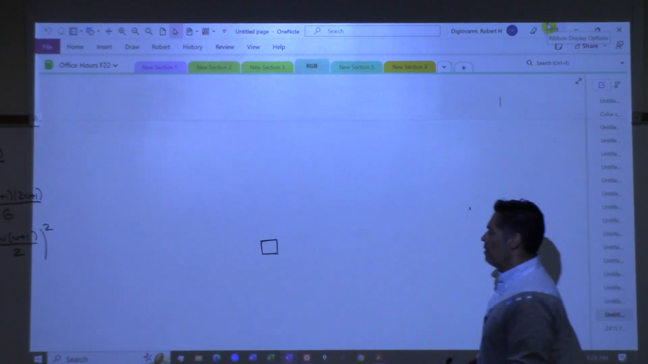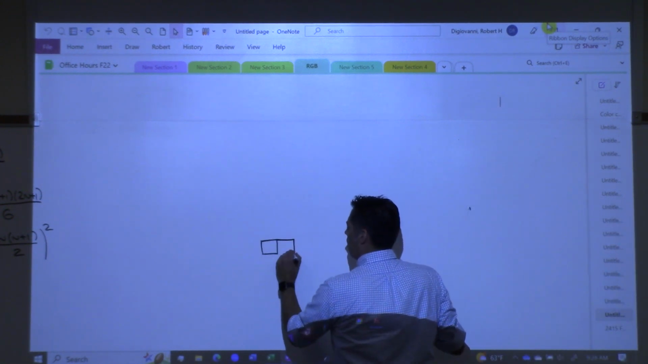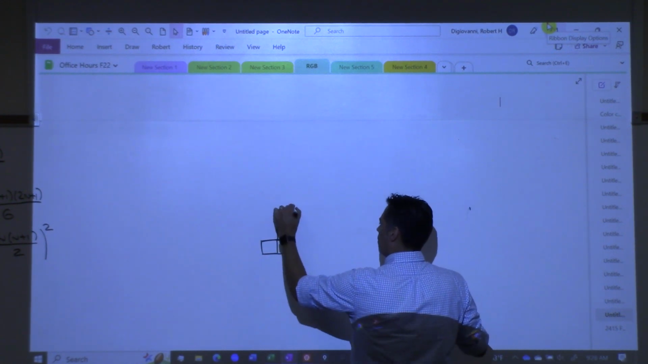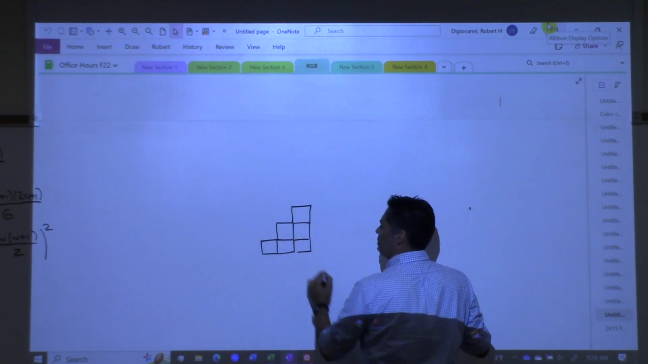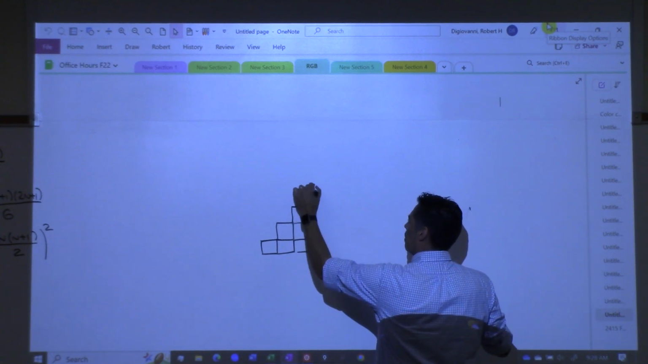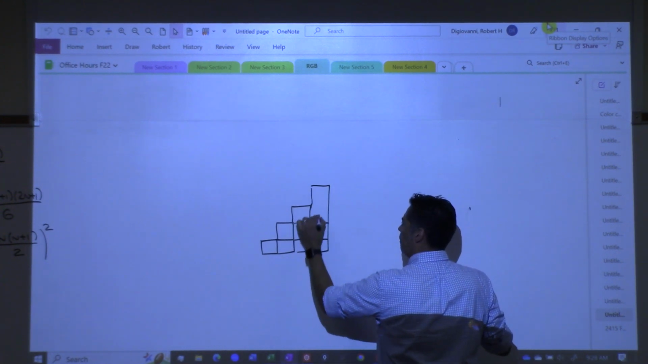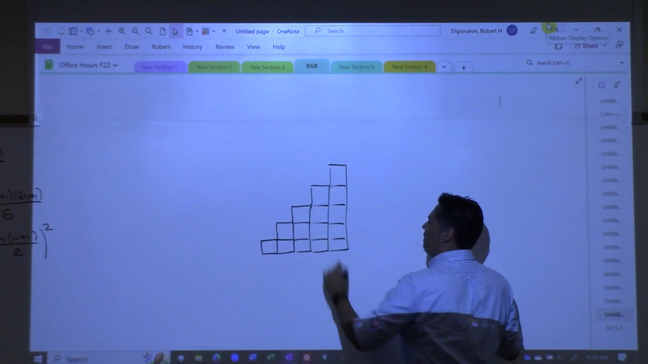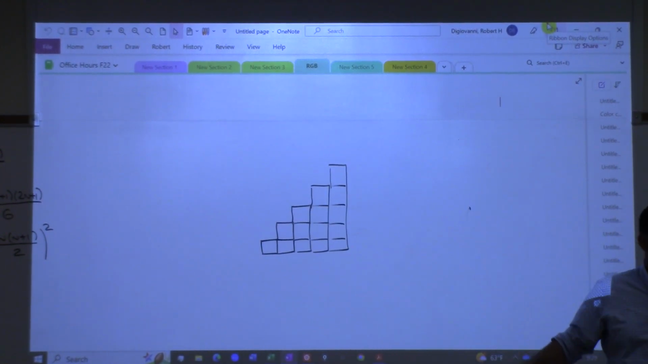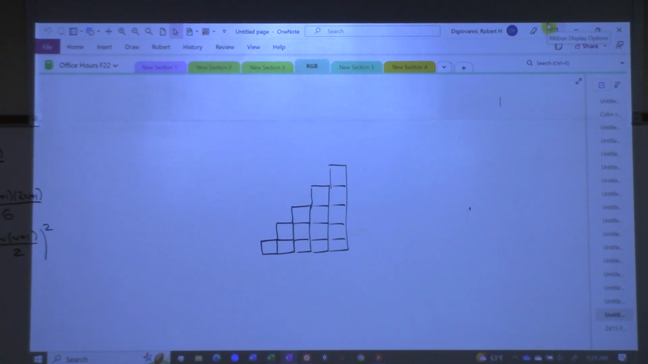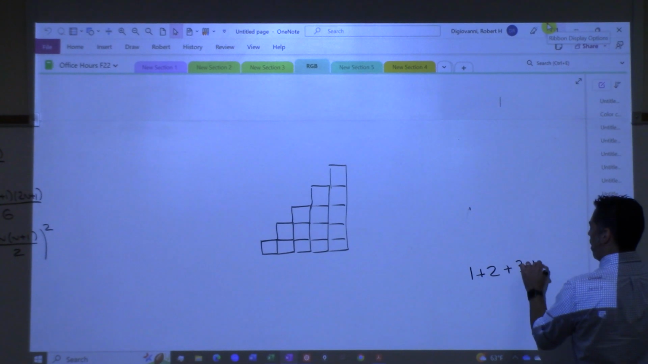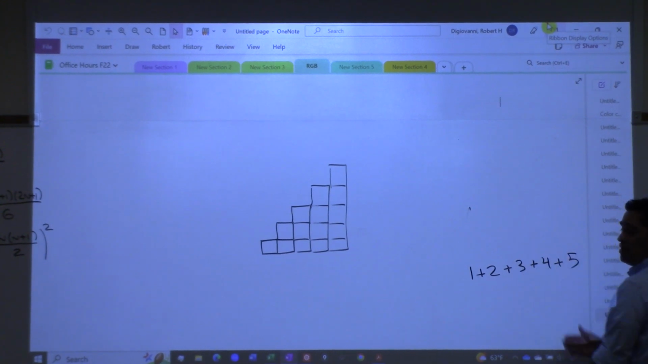All right. 2 squares. 3 squares. 4 squares. 5 squares, right? I could keep going, but let's stop there. How many squares are there total? Well, there's 1 plus 2 plus 3 plus 4 plus 5, right? That's how many squares there are total.